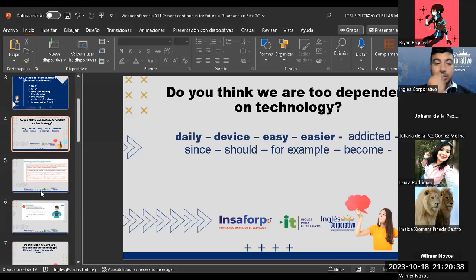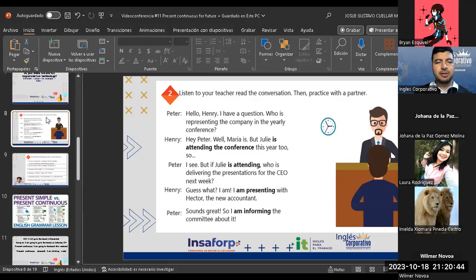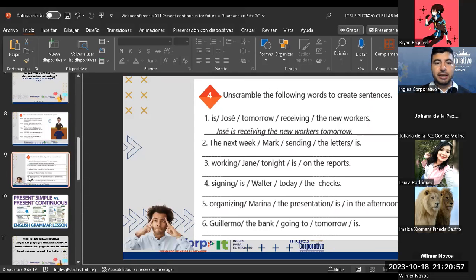Okay, my friends, now that we talked about technology, we're going to check this. We already paid attention on this conversation. We have present continuous, right? And I already explained the way it is. Ya les expliqué. Subject, sujeto, verbo to be, verb be, el verbo con ing. So, here we have unscramble, and this word is very important for you to memorize. Importante que memoricen esta palabra. Okay. Cuando decimos scramble, significa enredado, revuelto, desorganizado.